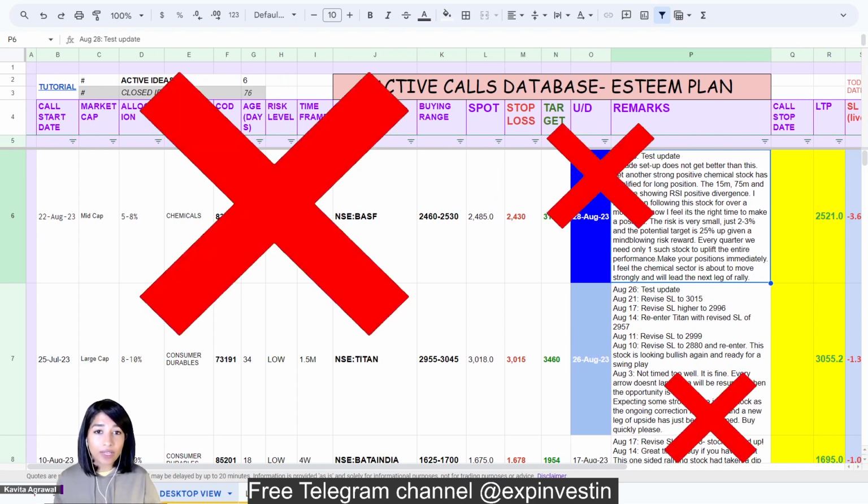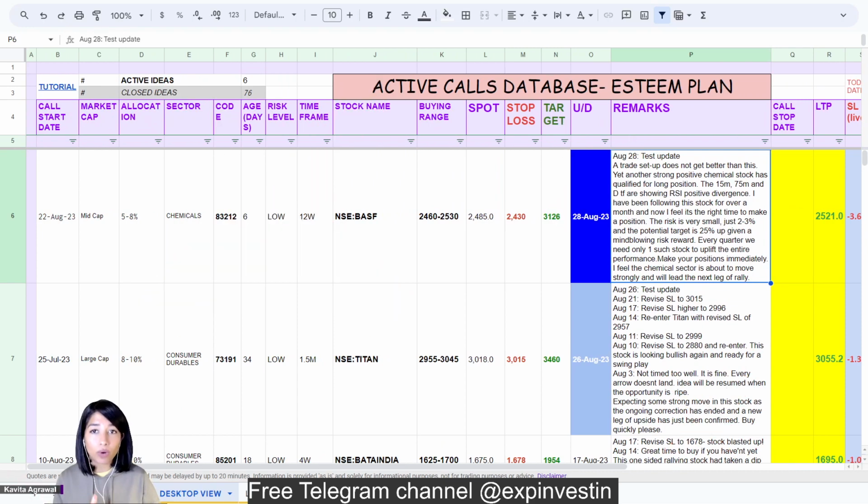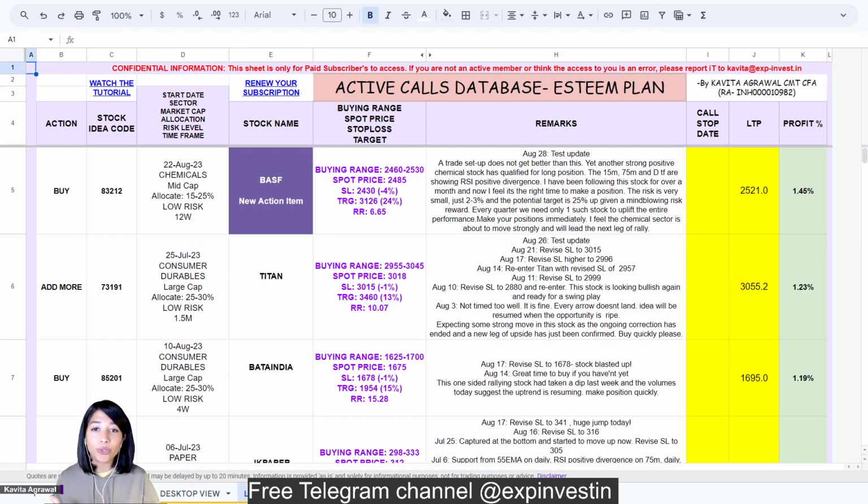So what we've done is we've done away with this old version, and I have brought to you this new version, and I'm going to take you through the different columns that are there one by one and give you a walkthrough of how to make the most use of this database.